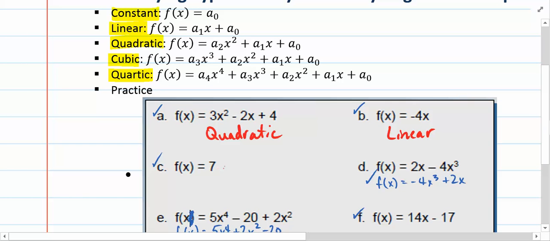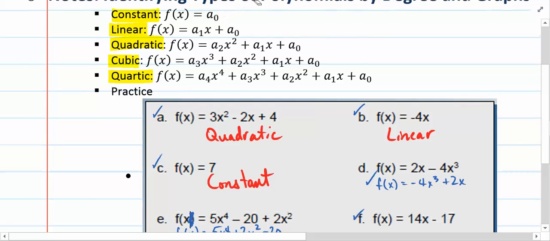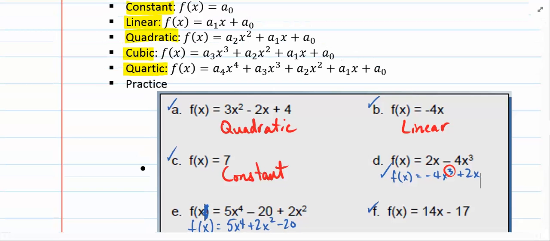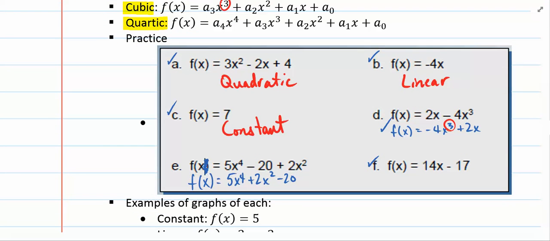Option C has no x value. It has no variable with it. So any number without a variable is what we would call a constant. And option D has an exponent value of 3, a cubic polynomial.